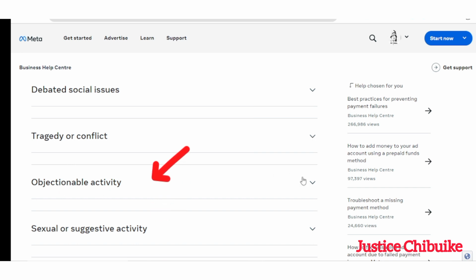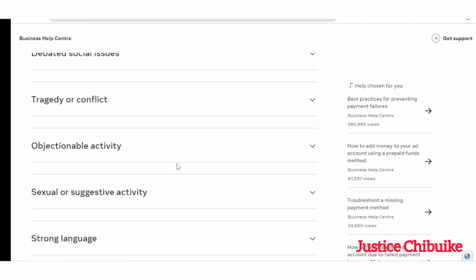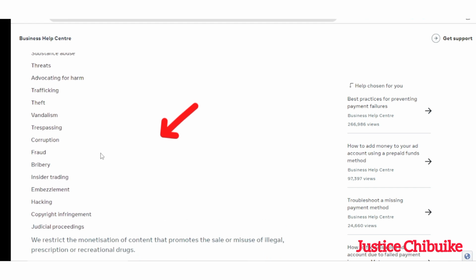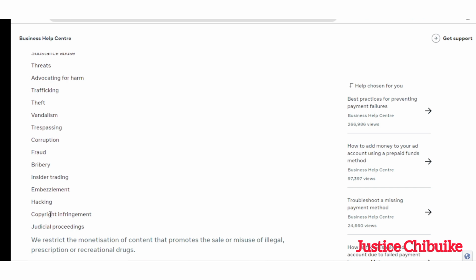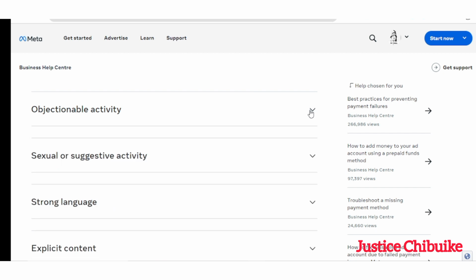Here, objectionable activity. We define objectionable activity such as substance use, abuse or crimes. So if you post content that includes crime, these things that have been listed here, I don't want to call them out because YouTube also has some infringements for words that you use. So I'm trying as much as I can not to call all those words so that my channel will not be slammed. So objectionable activity is a no-no on Facebook. You should study them and know them.